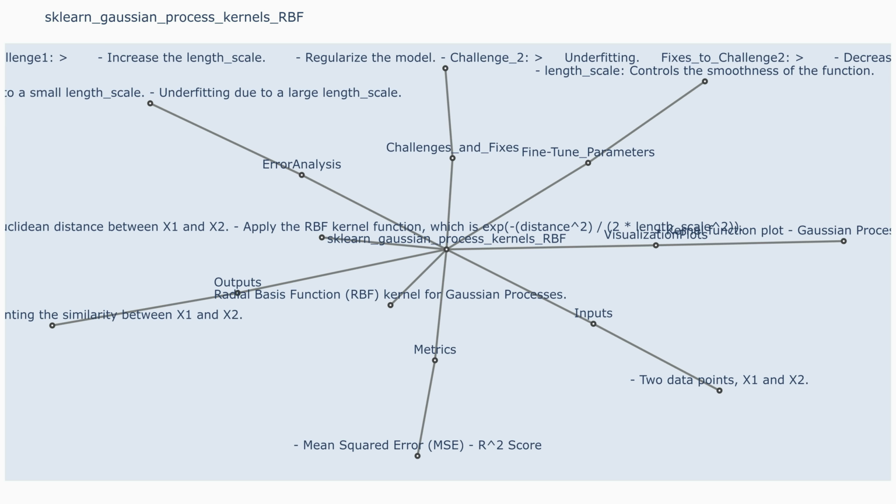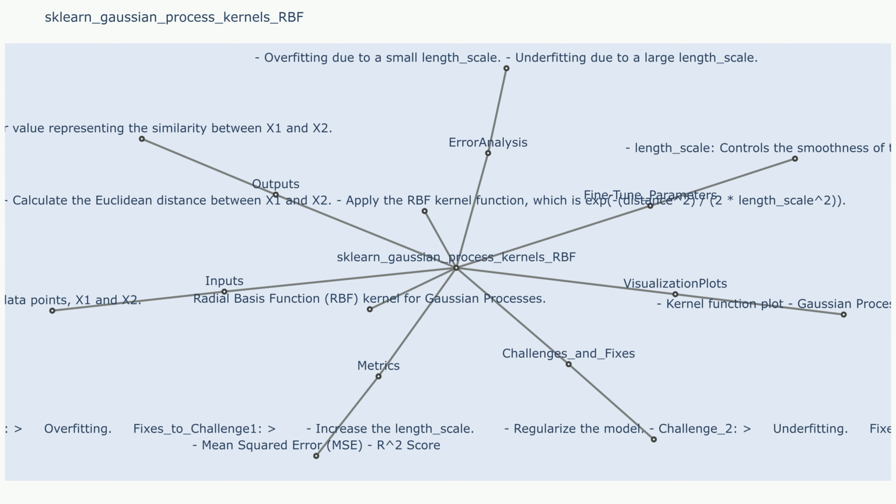sklearn Gaussian Process Kernels (RBF). Description: explain in detail the radial basis function RBF kernel, also known as the Gaussian kernel, is a widely used kernel in Gaussian process GP regression. It's a stationary kernel that measures the similarity between two data points based on the Euclidean distance between them.